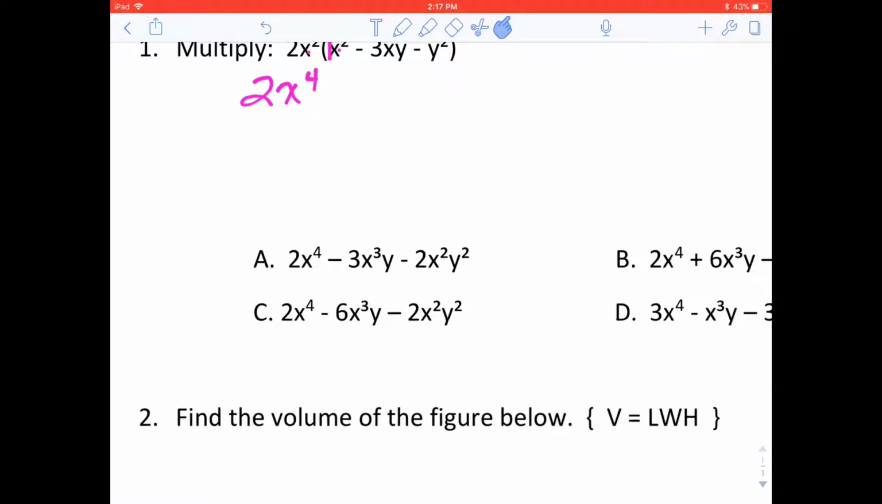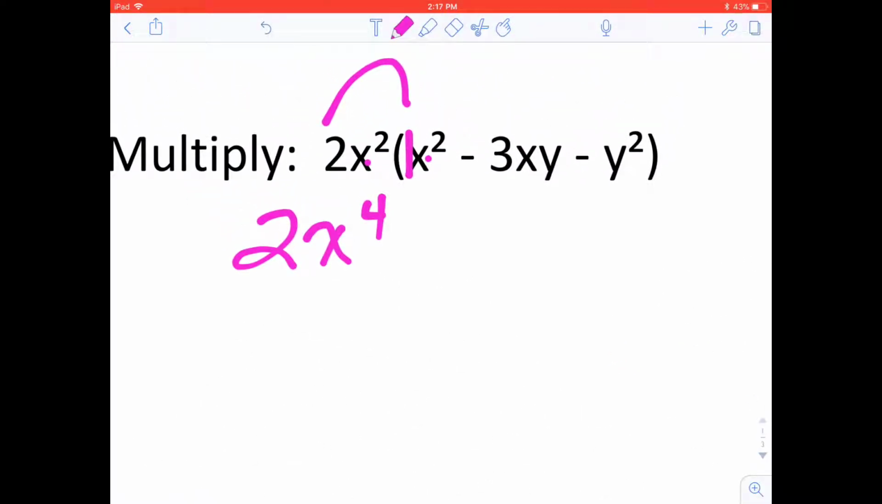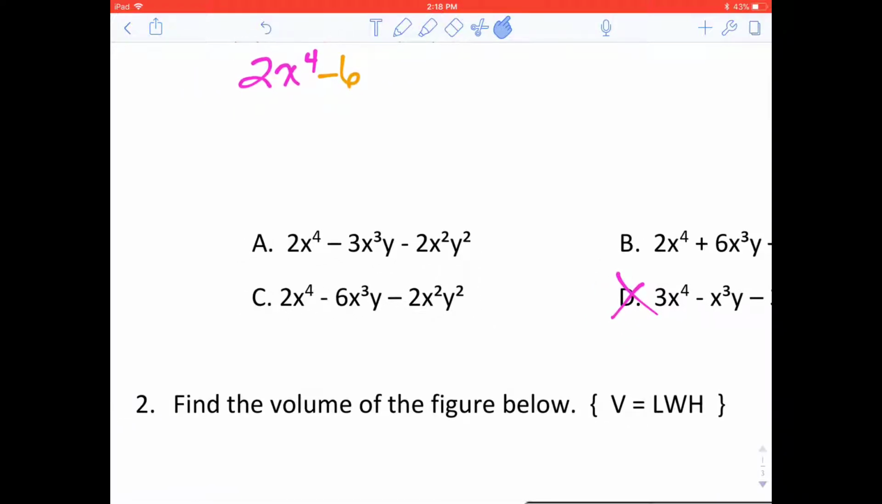Now at this point you could actually go through and mark off answer choice D because that does not start with 2x to the fourth. And let's do another distribution here. Multiply your coefficients. 2 times -3, that's -6. And then you could actually go through and say, okay, which one has -6? You already know that the answer is going to be C.